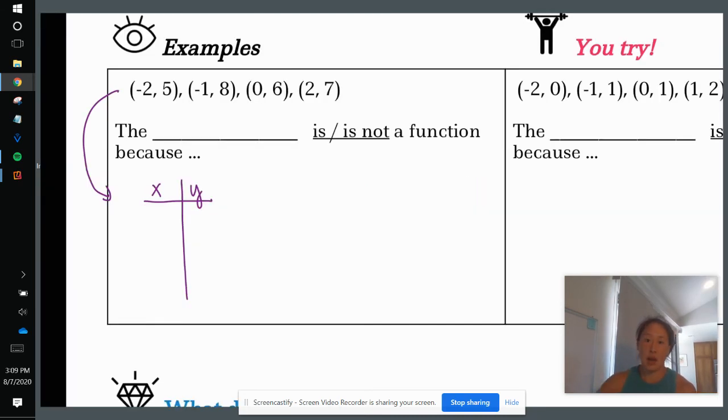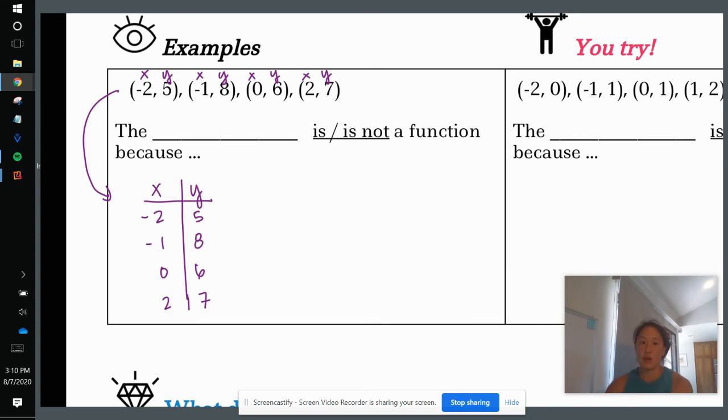All right, check it. Now we're going to look at some points. I can organize points in a table. So I'm going to do negative 2 is my x and my y is 5. Negative 1, 8, 0, 6, 2, 7. So this is my x and my y.